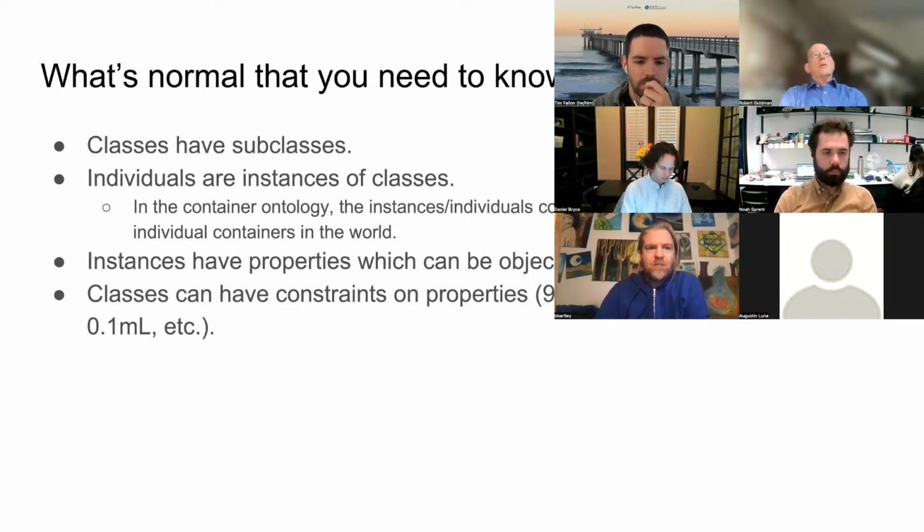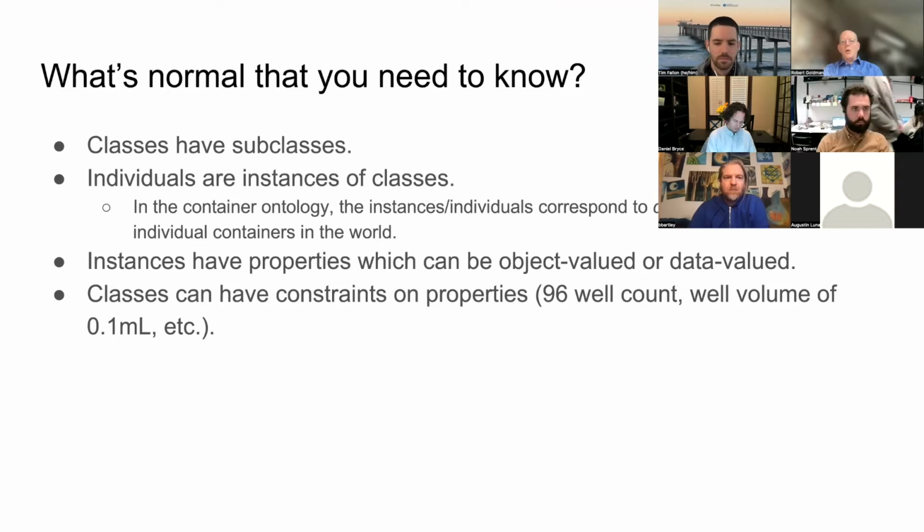So just a quick background about how the ontology works. And the reason that this is here is that in a few minutes, I'm going to tell you things that are not normal about this, that you will need to know to understand how things work. But the normal stuff is that we have classes, the classes have subclasses. OWL jargon, for whatever reason, uses the term individual instead of instances.